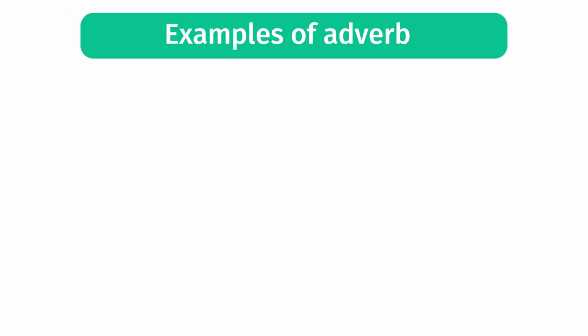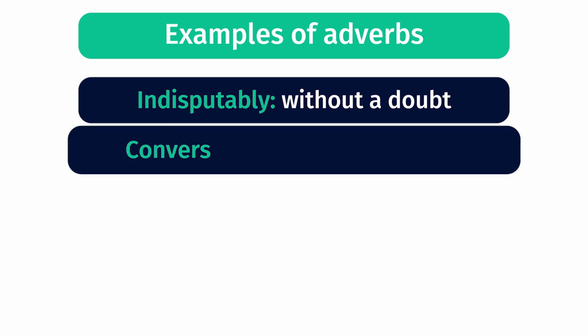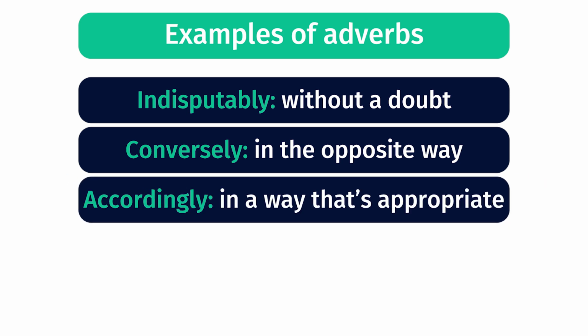more advanced adverbs that would look really good in your writing sample. So the first one is indisputably, so that means that there is no doubt or question that this thing is true. We also have conversely, which means in the opposite way. So something happens in one way, but something else happens in a totally different way. We also have accordingly. So accordingly means it happens in a way that is logical or appropriate.